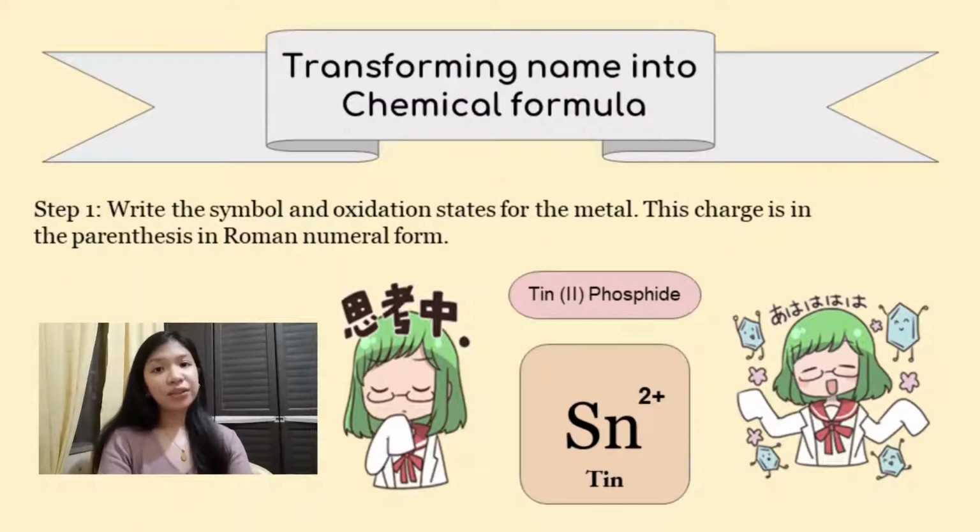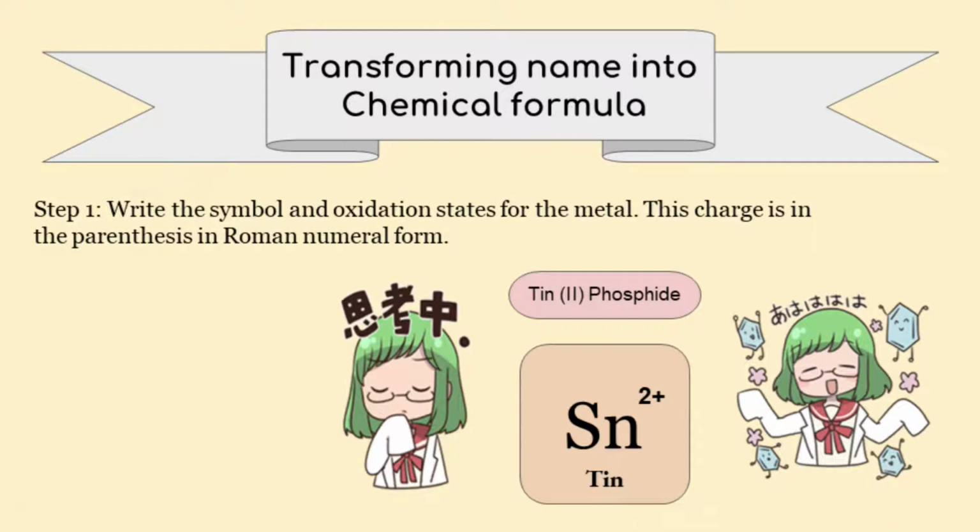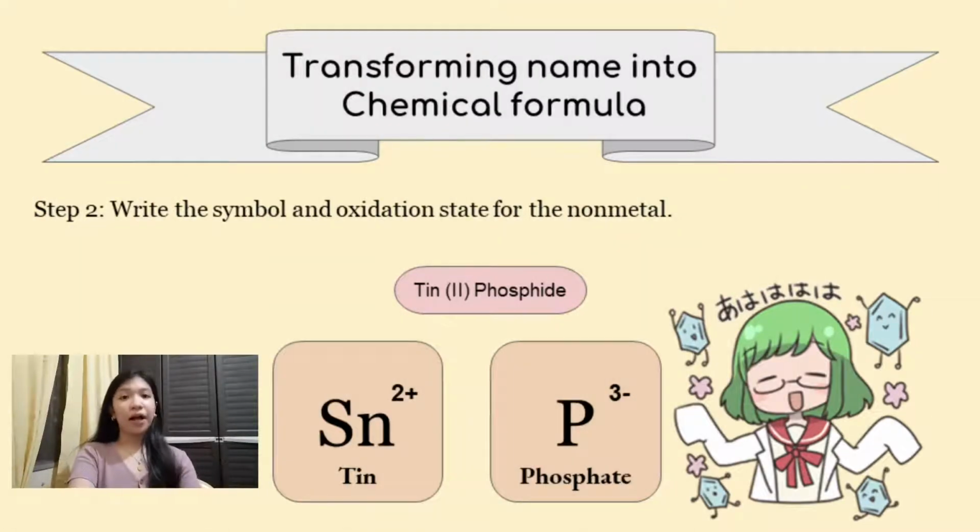This time, I'll teach you how to write the formula of type 2 binary ionic compound. Step 1. Write the symbol and the oxidation state of the metal. This charge is in Roman numeral form. So we have Sn 2 positive. Step 2. Write the symbol and the oxidation state of the non-metal. In our example, we have phosphorus as our non-metal. If you look it up in your periodic table, phosphorus has a charge of 3 negative. So you have to write P, 3 negative.